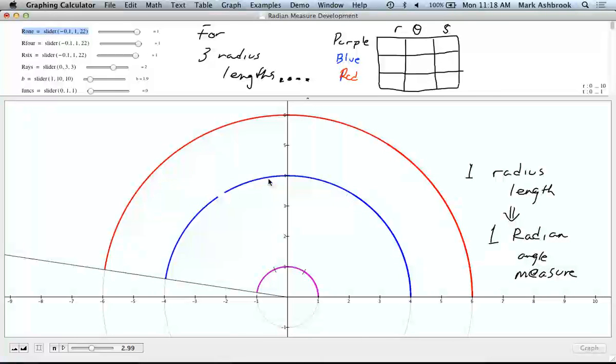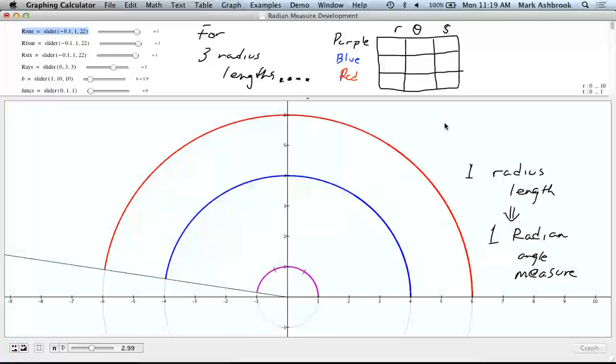Don't pack up and go away, please. We're not done. This is 3 radius lengths. So what angle is it? You're thinking too hard. This is 3 radius lengths. So what angle is it marking off? 3 radians.